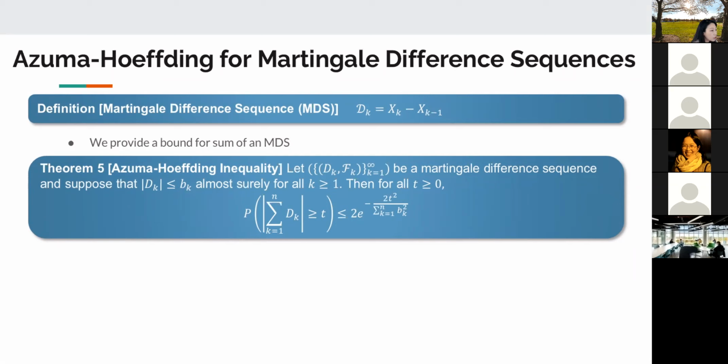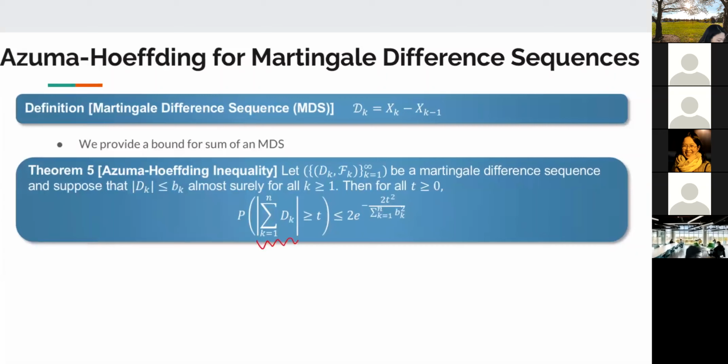first of all, I wanted to ask everyone, what is the expectation of dk? Since we're talking about the Hoeffding inequality, remember, what do we require? Yeah, exactly. It's zero, right? Because of the definition of the martingale, the expectation of a martingale difference sequence is going to have zero mean. So here, what does this mean? This basically means that it's a deviation from the mean, right? Although I'm omitting the zero here, really you can think of this as minus zero, within the absolute sign here.